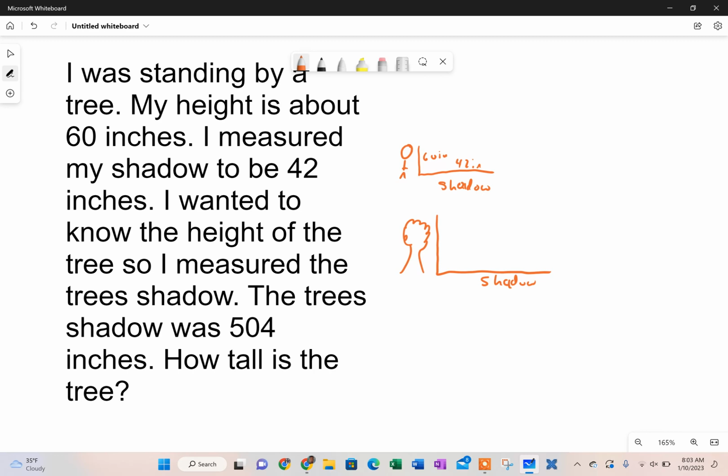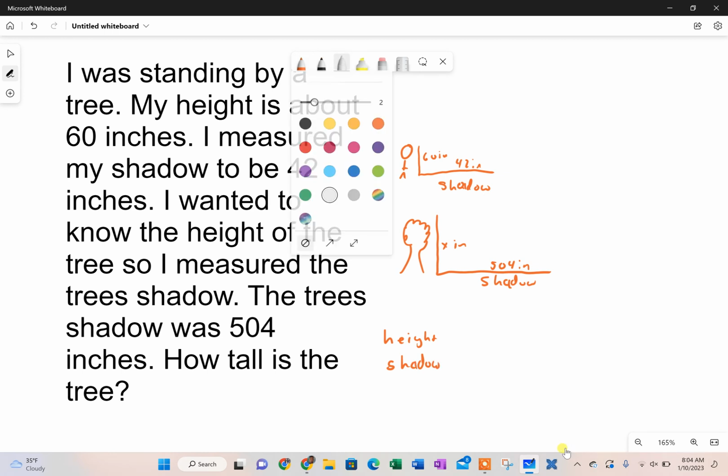And then it says the tree's shadow is 504 inches. And so I want to know how tall the tree is. So let's see. I'm going to do the height, and I'm going to do the shadow. I'm talking about two different things. So what are the two things I'm talking about?